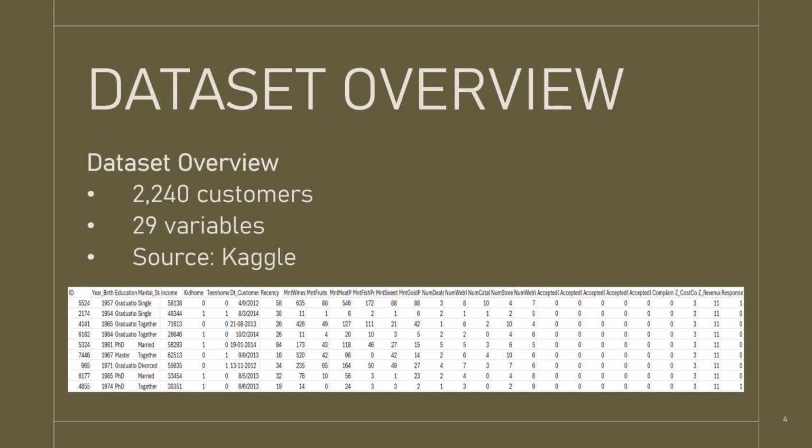For this project, we used a dataset from Kaggle that includes 2,240 customers and 29 variables. The dataset contains a mix of demographic information such as income and age, along with detailed spending behaviors across different product categories. This is important because it allows us to understand both who the customers are and how they behave when making purchases. Having both types of information is essential for segmentation because it allows us to connect customer characteristics with their spending habits.